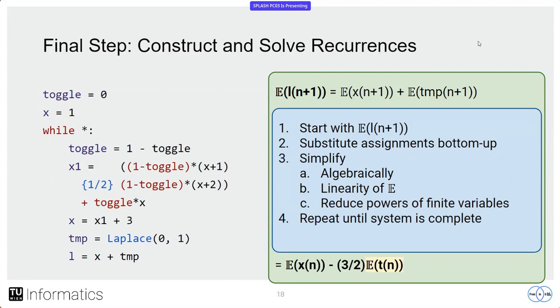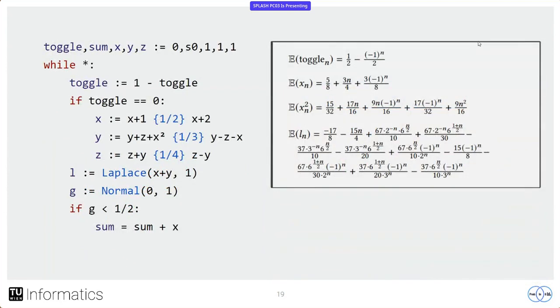And then you repeat this process, because we don't have yet a recurrence for the variable t. You complete this to a system of recurrences, and then you can solve it and you have your closed forms. For instance, for this example, if you do this whole process, you get a whole bunch of recurrences, which are all linear recurrences. You can solve them, and you get these expressions here.